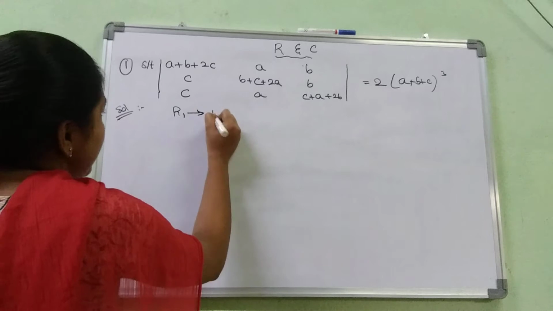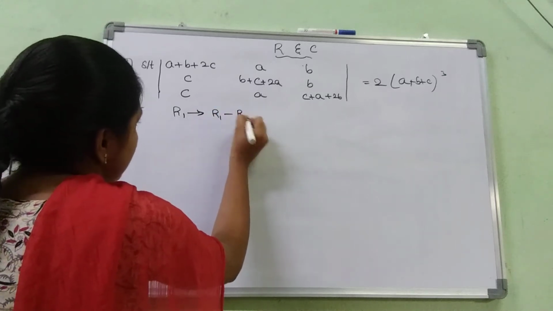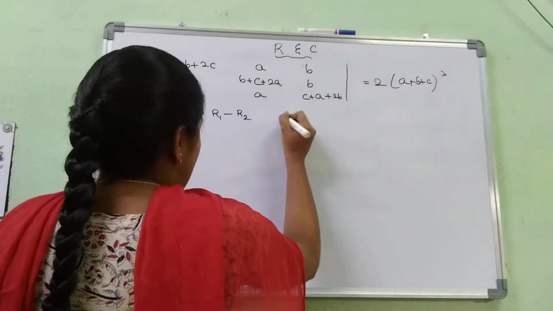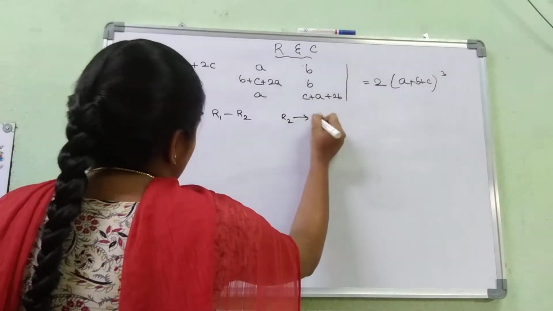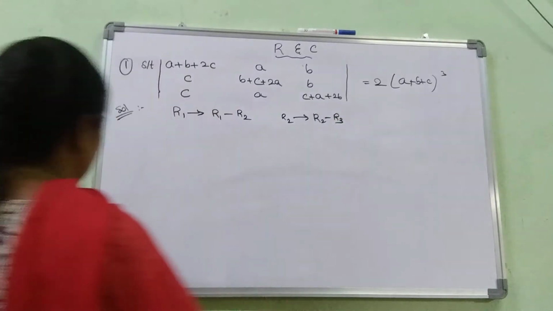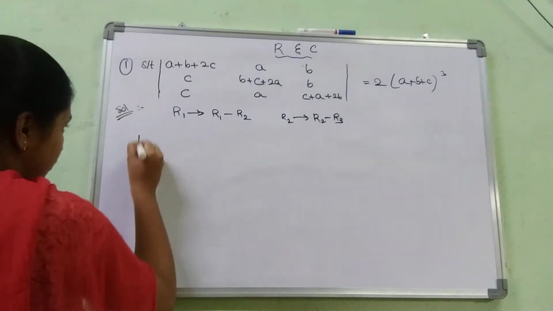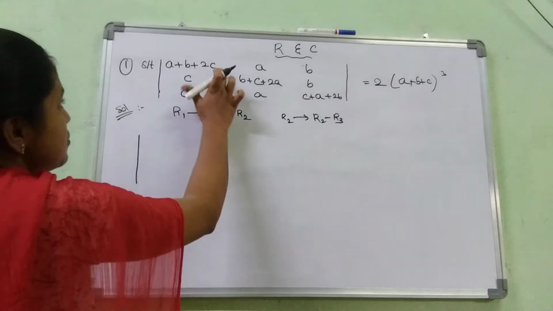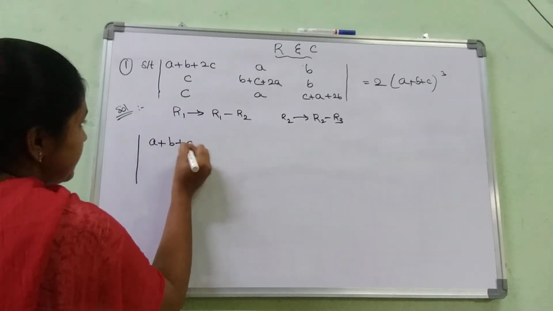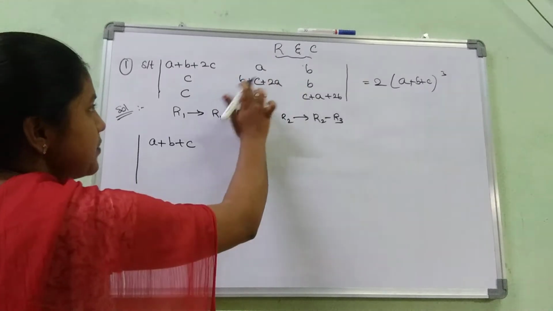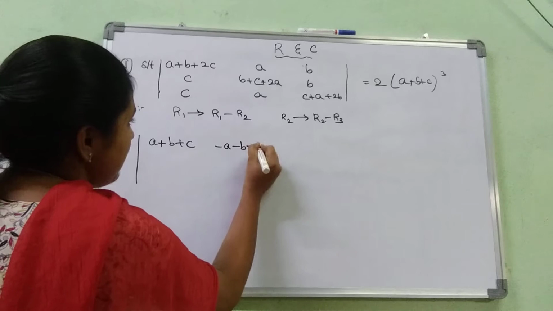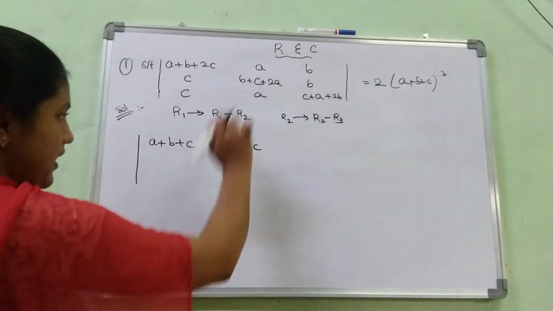So here the solution will be, first of all, the row operation I'm doing is R1 implies R1 minus R2, as well as R2 implies R2 minus R3. Is this okay? So now a plus b plus 2c minus c gives a plus b plus c. And here a minus b minus c minus 2a, therefore minus a minus b minus c, because a minus 2a gives minus a.